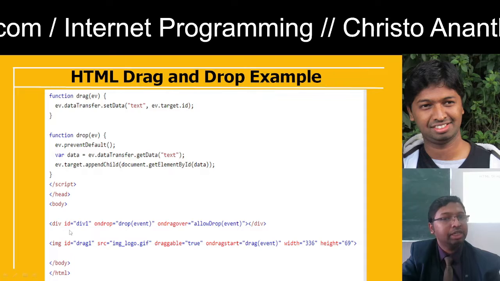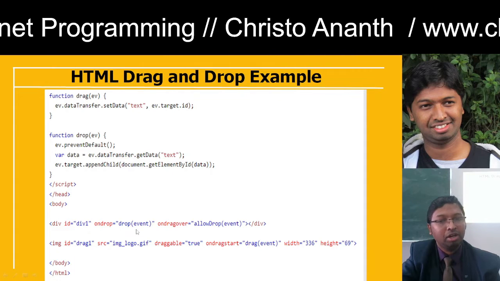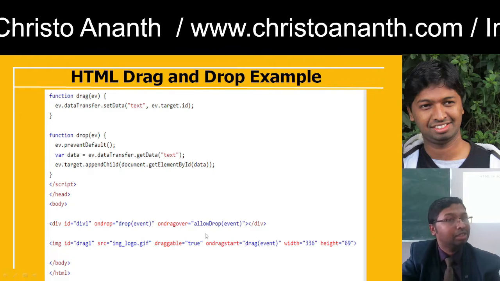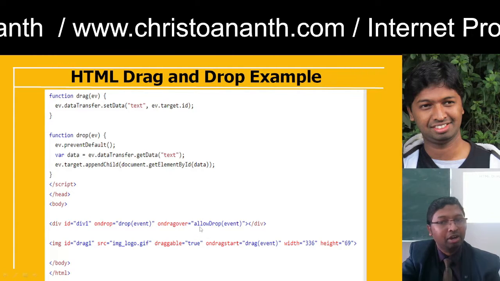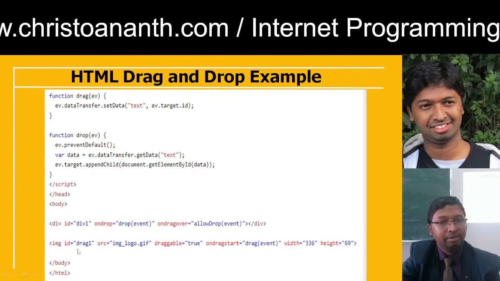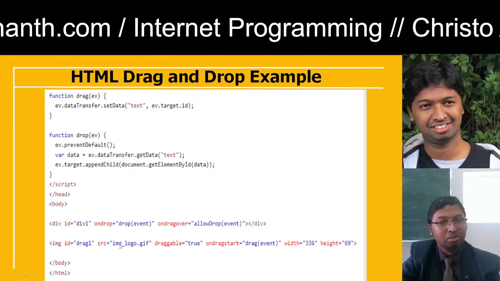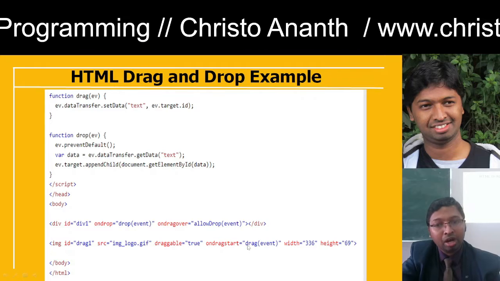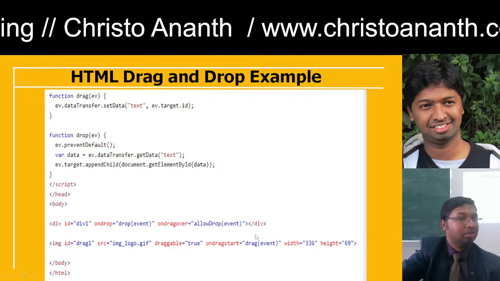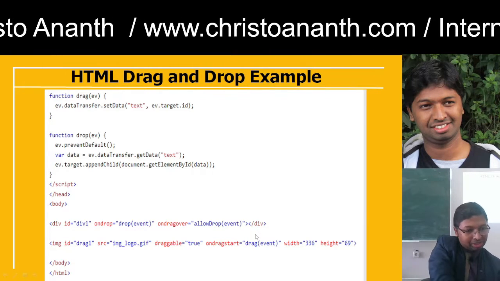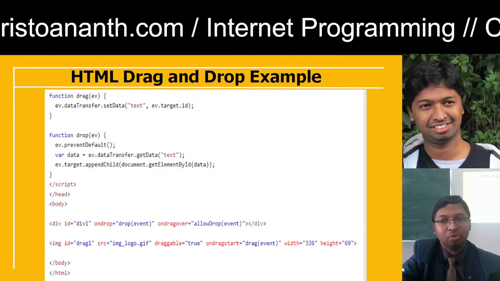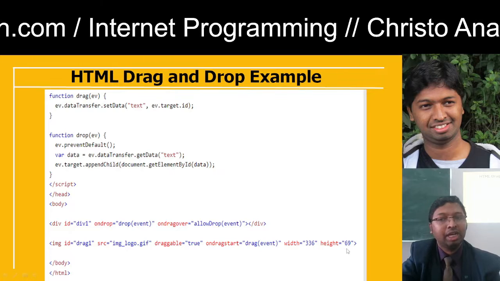And you start with the body, div id equal to div1, on drop the drop event, on drag over. So this is the important thing, on drag over, allow drop event, and image id drag 1, the source image logo.gif, draggable equal to true, on drag start equal to drag event. So from one event you are going to drag it inside the box. Okay, so width you are going to specify 336, height equal to 69.